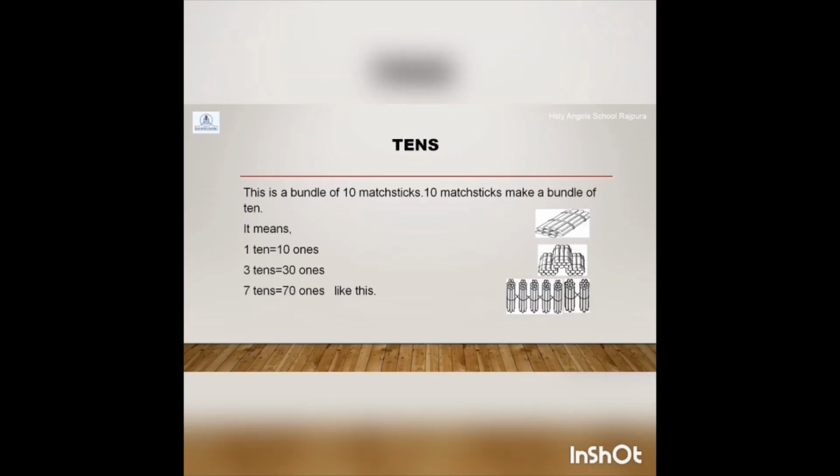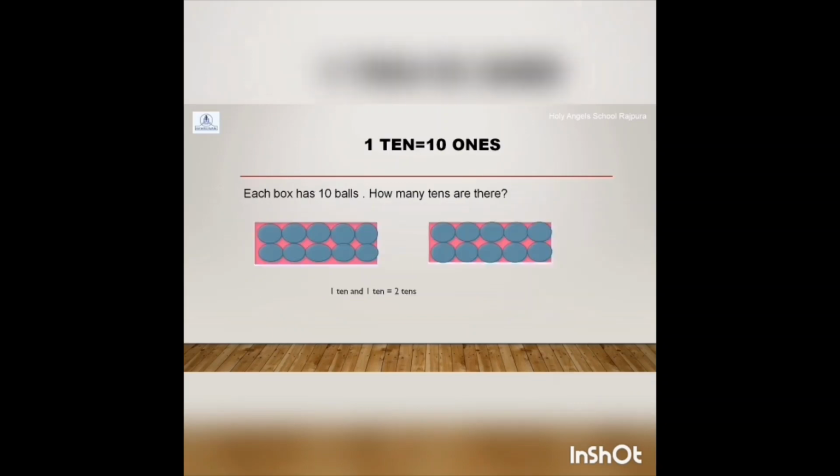Now next concept is of tens. This is a bundle of 10 matchsticks. 10 matchsticks make a bundle of 10. Children, if in any group 10 objects are there or 10 things are there, that will make 1 ten. It means 1 ten is equal to 10 ones. If we have 3 tens, then how many ones are there? 30 ones. If we have 7 tens, then how many ones are there? 70 ones, like this. 1 ten is equal to 10 ones.